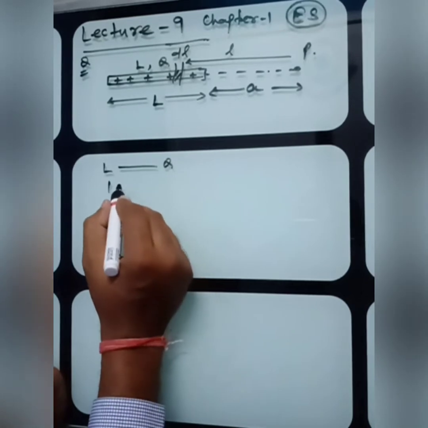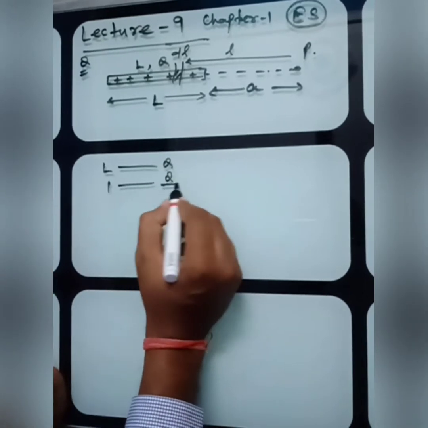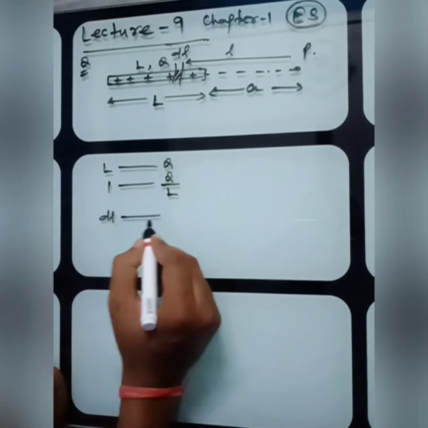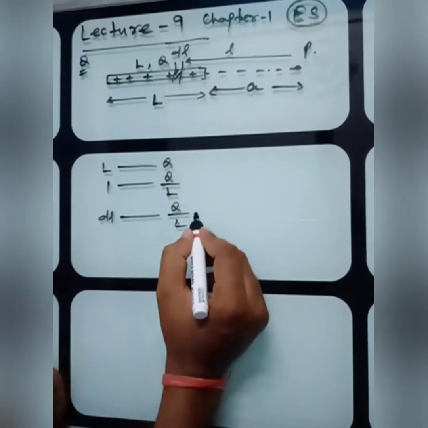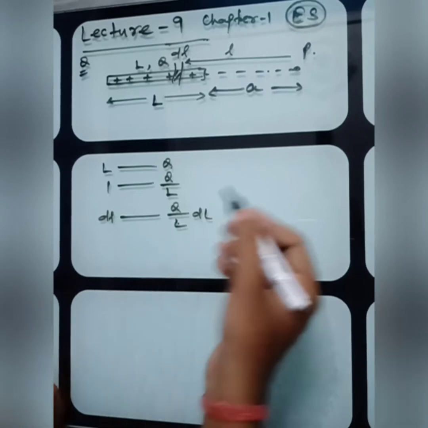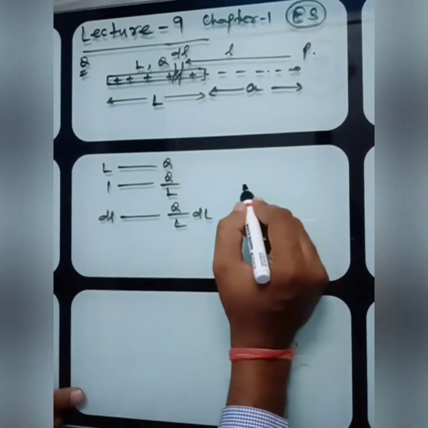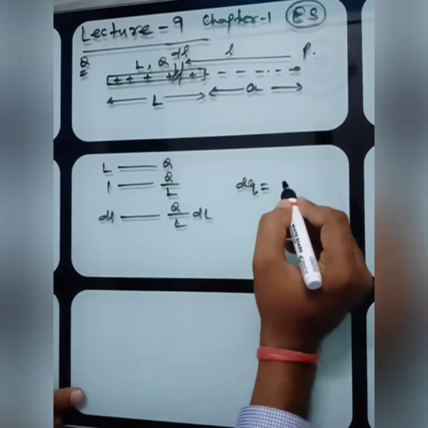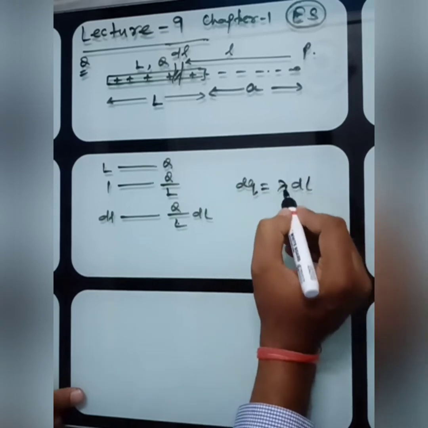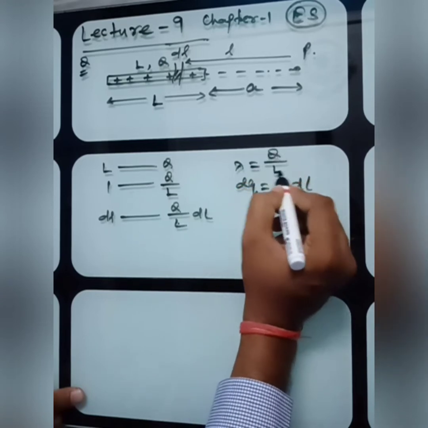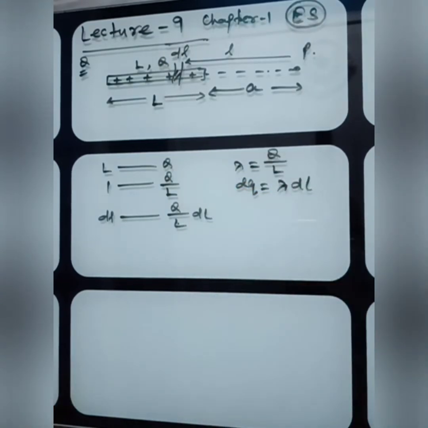In unit length, the charge will be how much? Q by L. So in an elementary length dL, the charge will be Q by L into dL. Directly, as we have studied, we can write this as dq equals lambda times dl also. And what is this lambda actually? Lambda is nothing but Q by L, charge per unit length, the linear charge density called lambda.